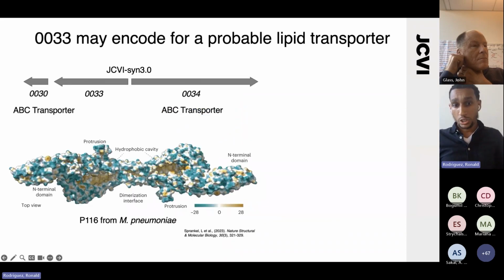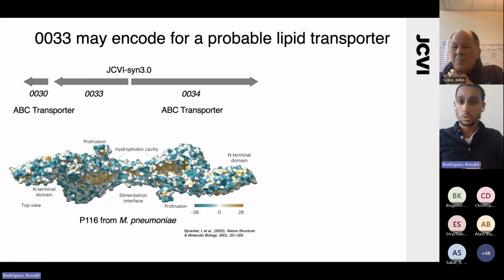One of these genes that James talked about a few moments ago in his talk is gene 33, which he hypothesizes is a probable lipid transporter that may have a role in cell division. This is the structure of P116, the product of MPN213 in M. pneumoniae, which is thought to have a hydrophobic cavity that binds to many different types of lipids and excludes others. It also has two N-terminal domains that are thought to face outside of the cell and can switch orientation when they bind specific lipids.